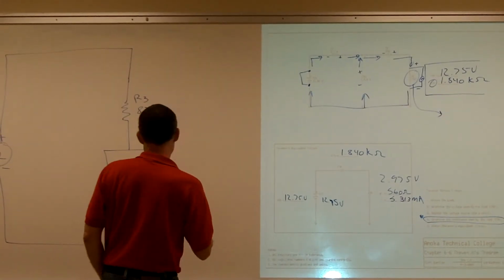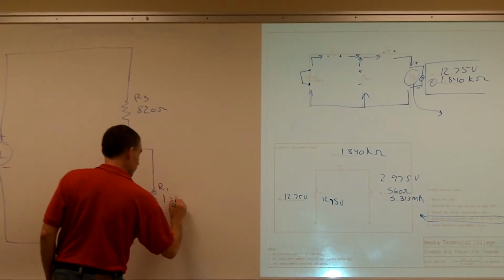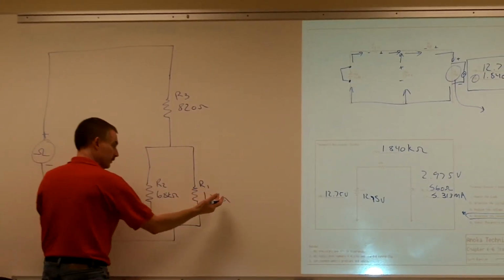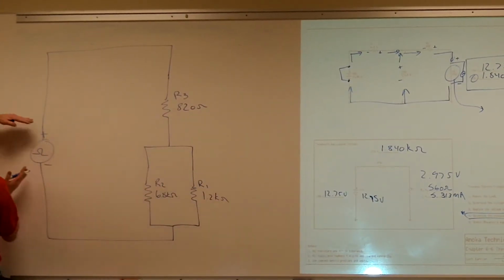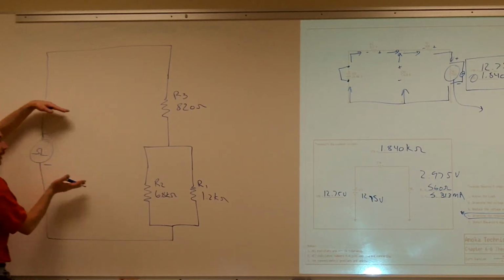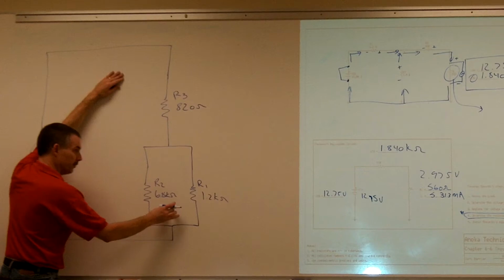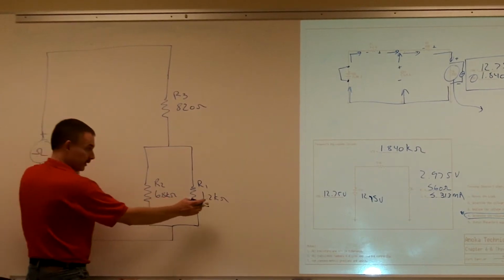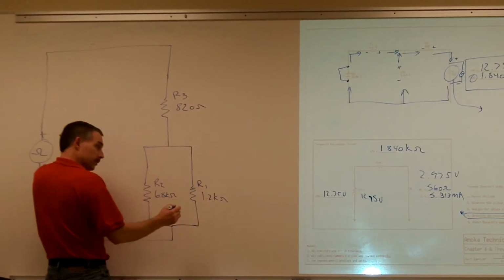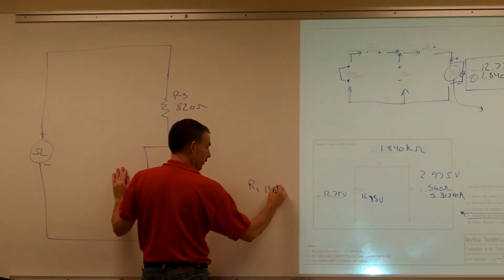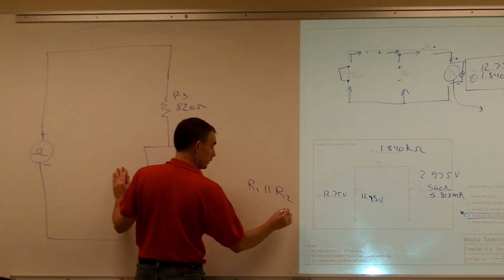R1 is 1.2 kilo ohms. Okay. So what you want to do is combine, figure out what that total resistance is. That would be just like me putting an ohm meter across all three of these resistors. I combine these two resistors in parallel, so I know that it's going to have to be less than 1.2 kilo ohms. So what's my parallel resistance for R1 in parallel with R2?